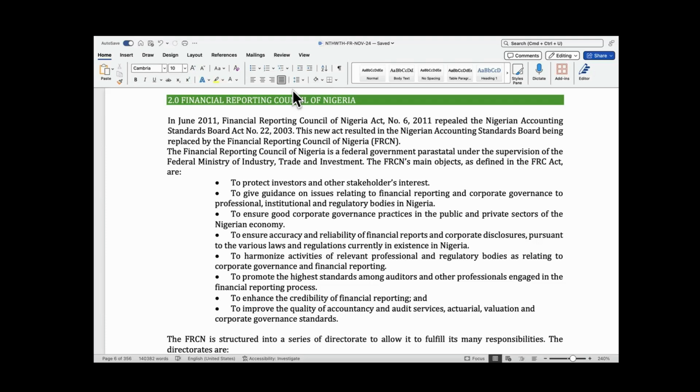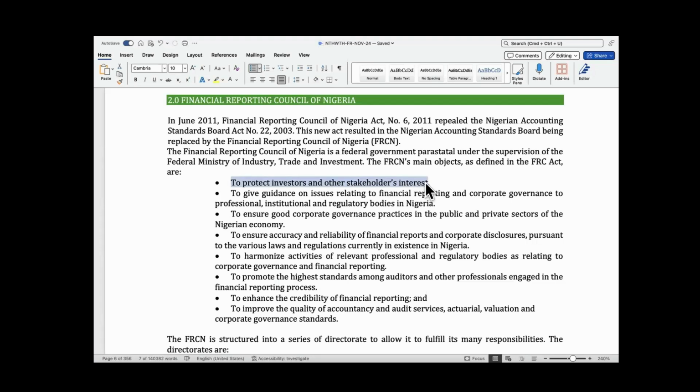You see, this body has certain objectives. The last time, they asked you to list four objectives of the Financial Reporting Council of Nigeria. Generally, they are in charge of accounting standards in Nigeria. However, their core mandate is to protect investors and other stakeholders' interests.